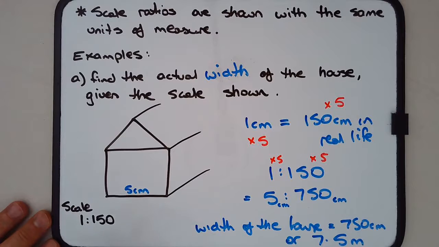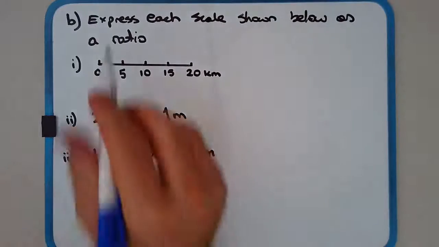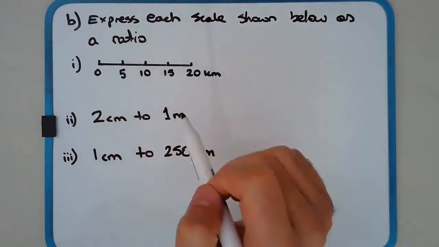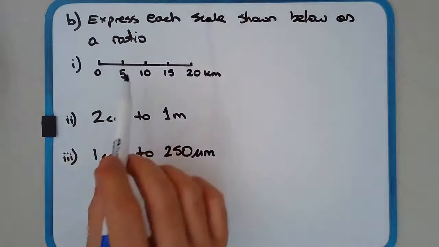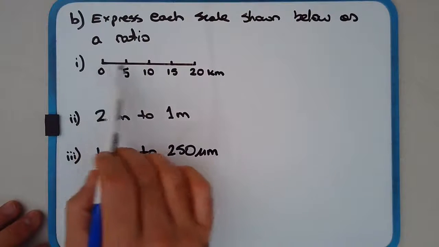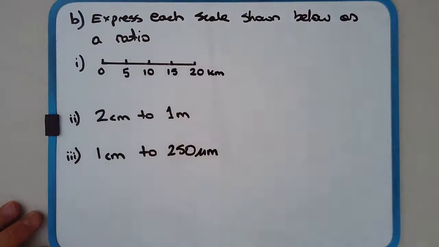Okay, so hopefully we can see that from the scale. Let's have a look at some other examples quickly. And part B, express each scale shown below as a ratio. Okay, so the first one, we've just got a scale there. Every mark represents 5 kilometers.